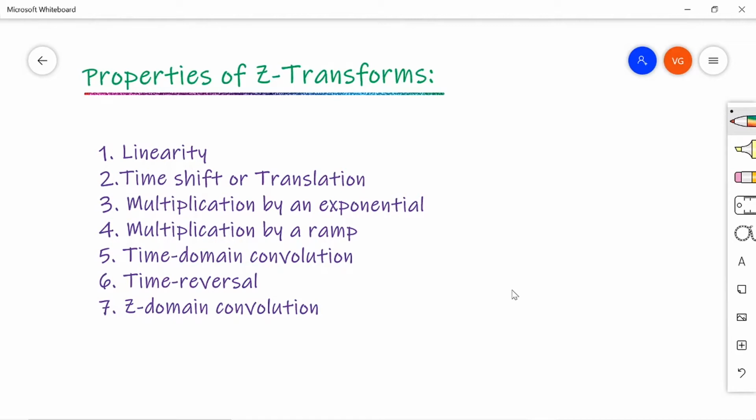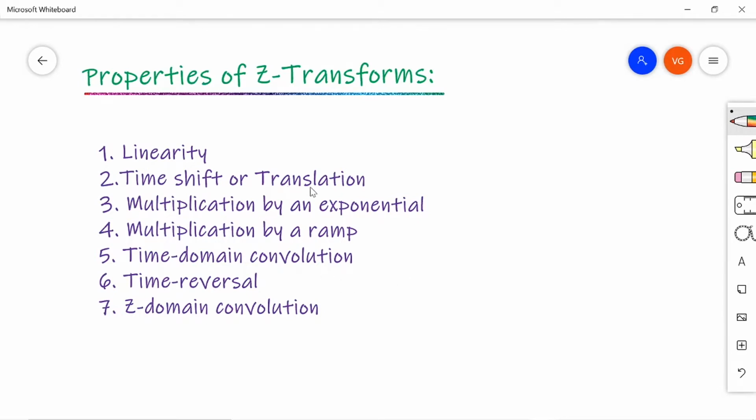Like those whose transforms are already known. So if you know these transforms, then you can apply these properties on the given sequence to find out the Z transforms in an easier way. So these are the properties that I am going to discuss in this video.